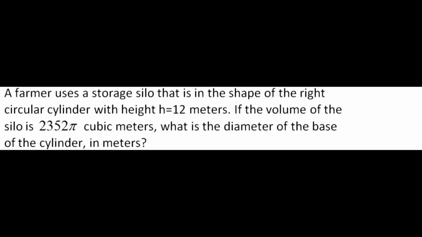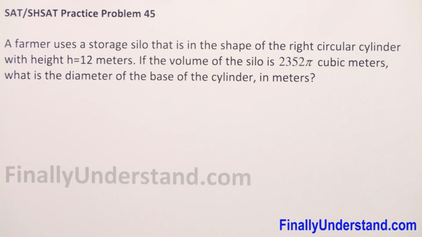A farmer uses a storage silo that is the shape of a right circular cylinder with height h equals 12 meters. If the volume of the silo is 2352 pi cubic meters, what is the diameter of the base of the cylinder in meters?